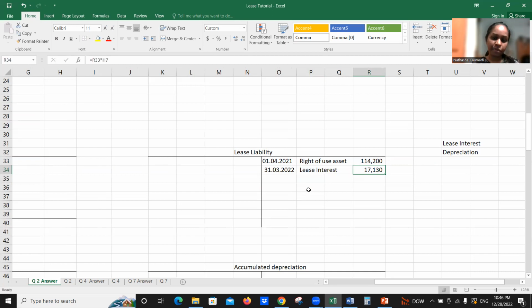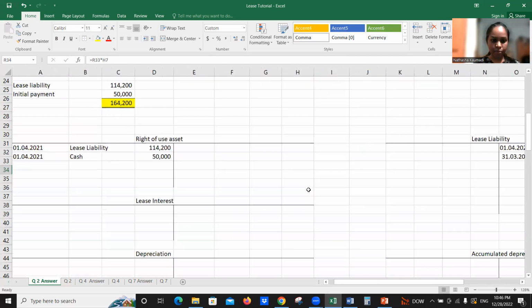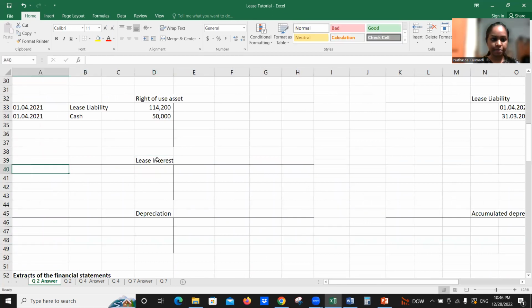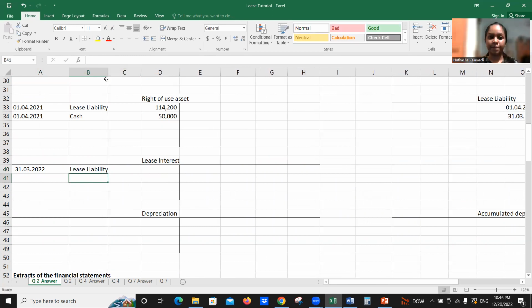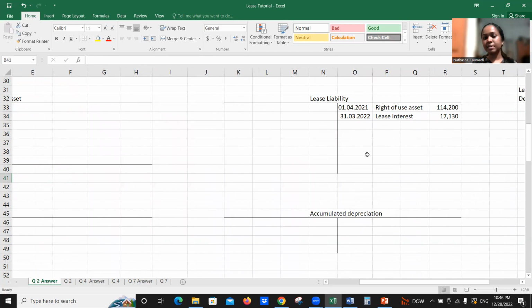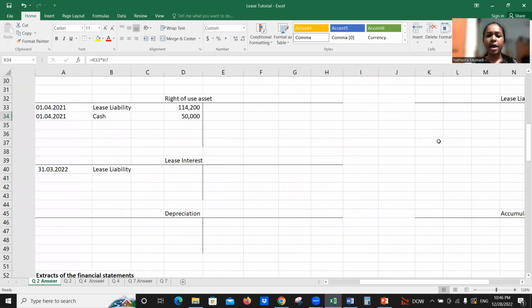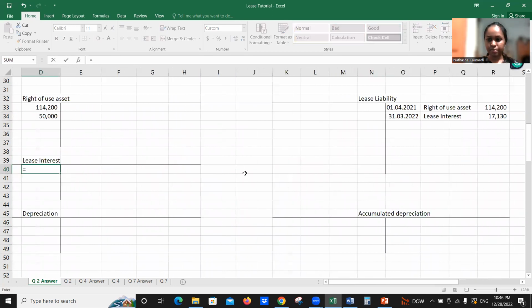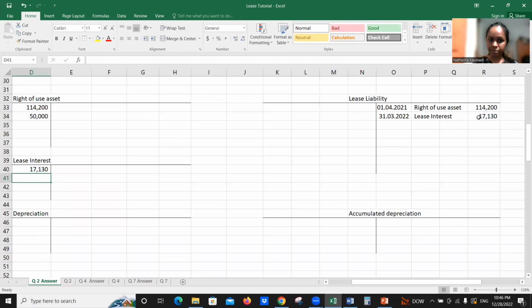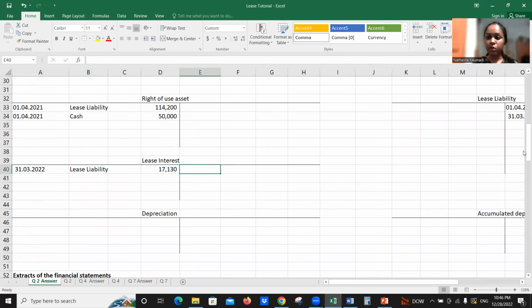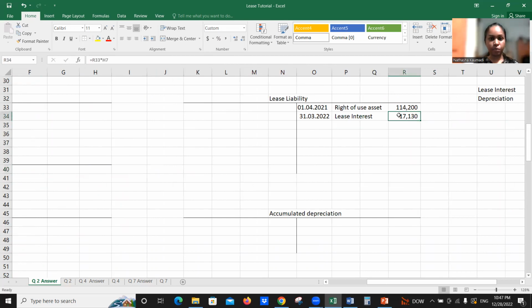What should be the double entry? Lease interest is an expense, so I'm using a lease interest account separately. Date should be the same, 31st March 2022. Where do I credit this? Lease liability. The lease liability increases because of this interest payable. That's why you are crediting the lease liability account. So you recognize the lease interest of 17,130 and credit the lease liability account. Why? You need to pay this. You need to pay 17,130.